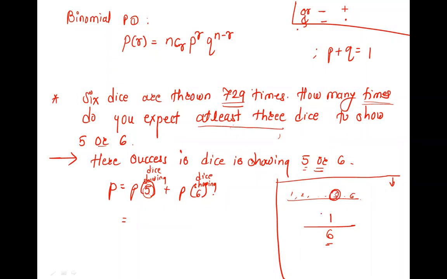So 1/6. Favorable outcome is 1, total outcomes are 6. So dice to show 5, the probability is 1/6. Everyone is getting? Yes, ma'am. Right.